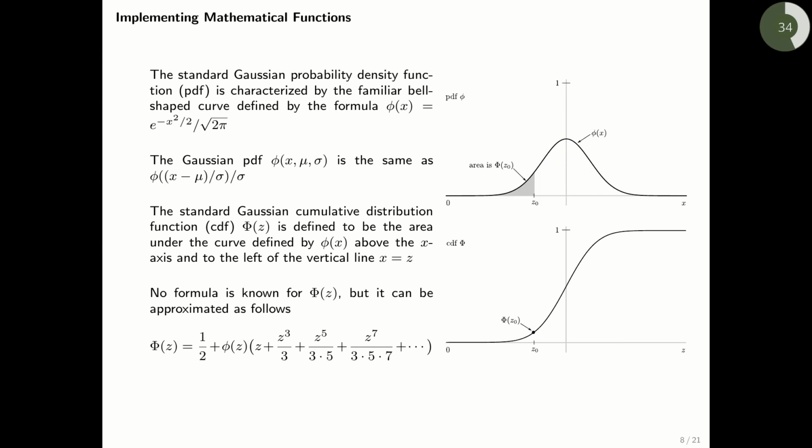Now, unlike the PDF, there is no formula available for the CDF, but it can be approximated using this formula here. So we say that capital phi of z, the CDF of z, is simply half plus the PDF. So this is little phi, which is this guy here, all right? So little phi of z times this sum. It's an infinite sum, z plus z cubed divided by 3, plus z to the 5 divided by 3 times 5, and so on and so on. Okay, so for the PDF we have a nice formula, whereas for the CDF we only have an approximation. And it's these functions that we are going to implement in the program that we will look at in the next slide.